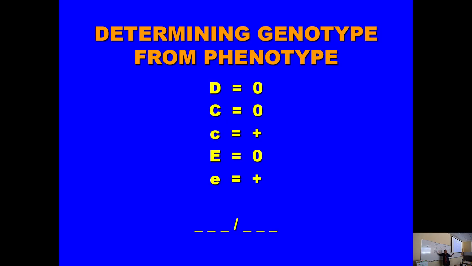Well, there's no big C, right? So they both have to be little c. Big E is negative. Little e is positive. So again, they both have to be little e. So that's my Fisher race. So now converting it to Wiener.